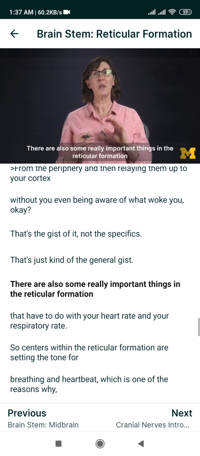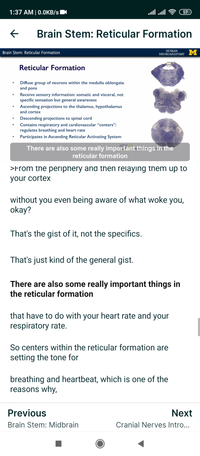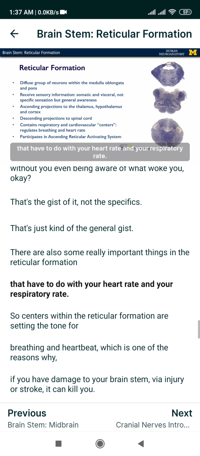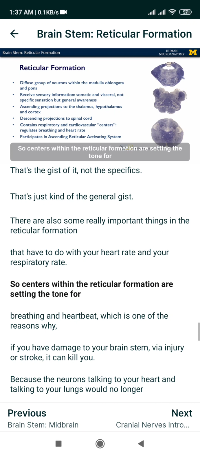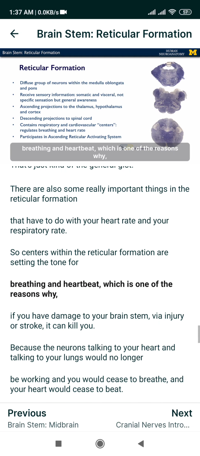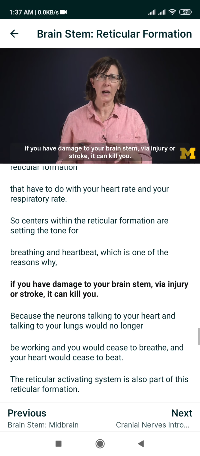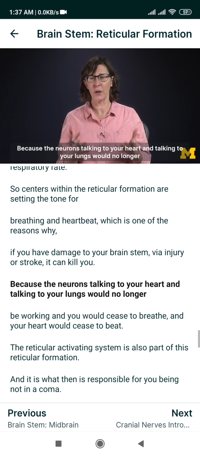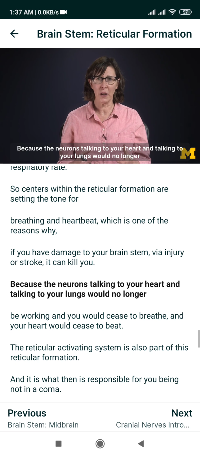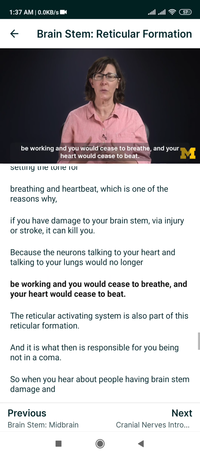There are also some really important things in the reticular formation that have to do with your heart rate and your respiratory rate. So centers within the reticular formation are setting the tone for breathing and heartbeat, which is one of the reasons why, if you have damage to your brainstem via injury or stroke, it can kill you, because the neurons talking to your heart and talking to your lungs would no longer be working, and you would cease to breathe, and your heart would cease to beat.